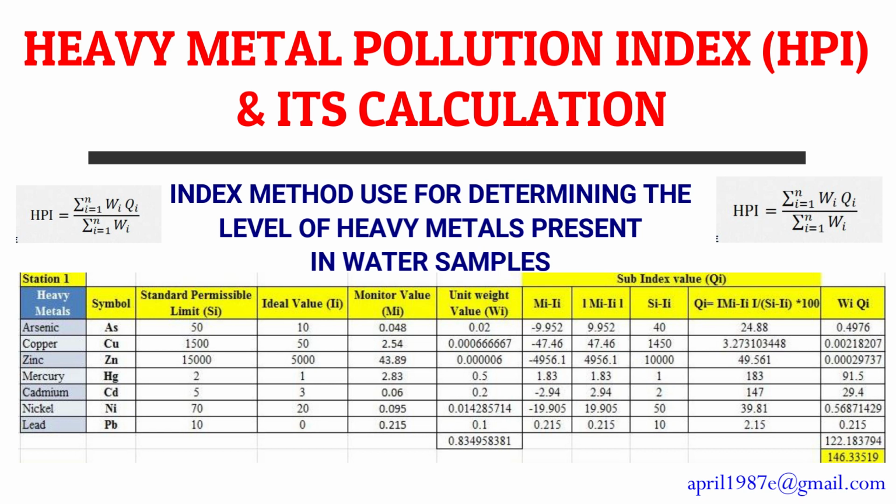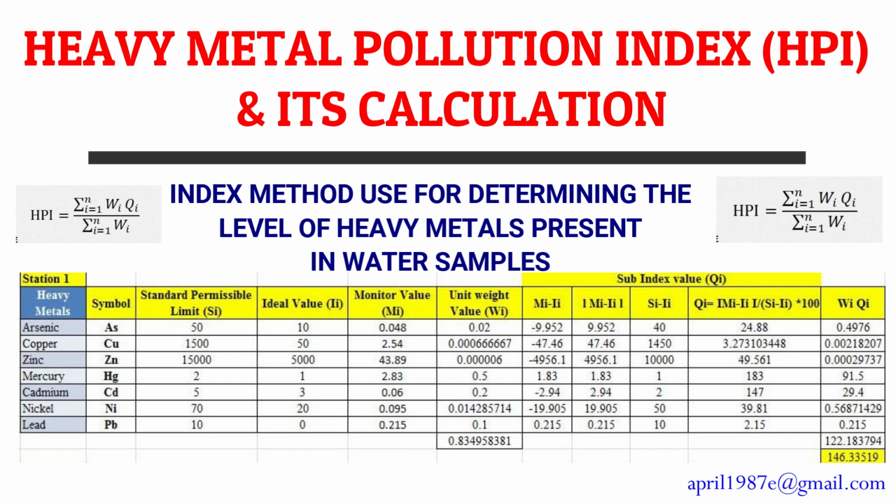In this video, we'll be learning about another important and widely used water quality index method: the heavy metal pollution index and its calculation procedure using Microsoft Excel. In short, it is known as the HPI method. This index method is used mainly for determining the level of heavy metals present in water samples.